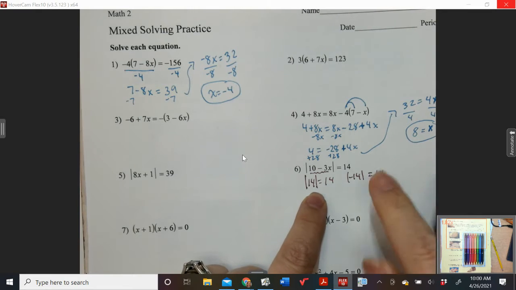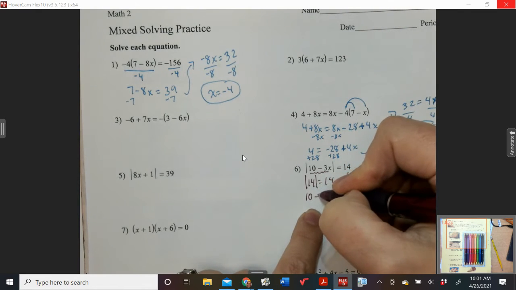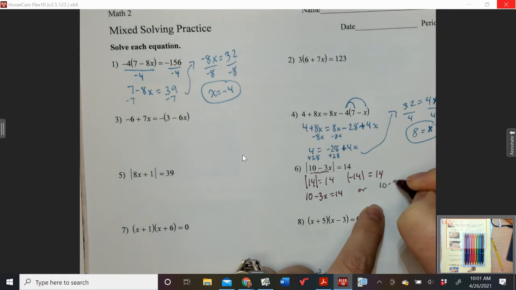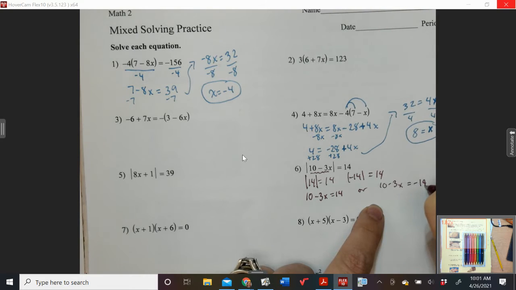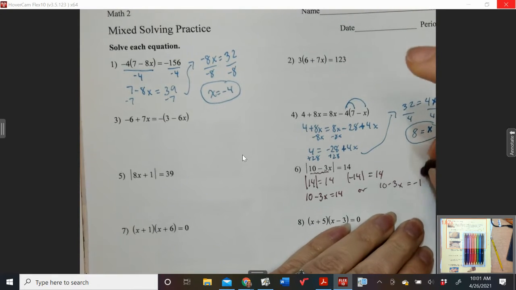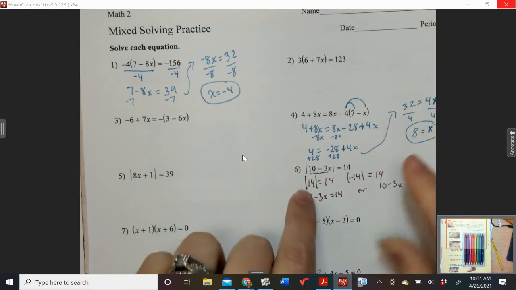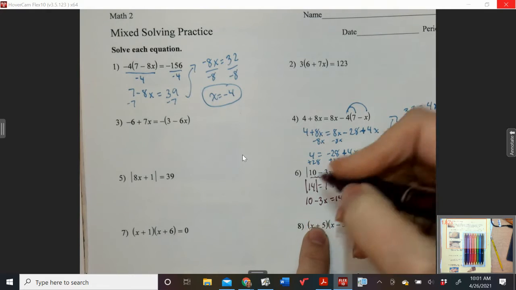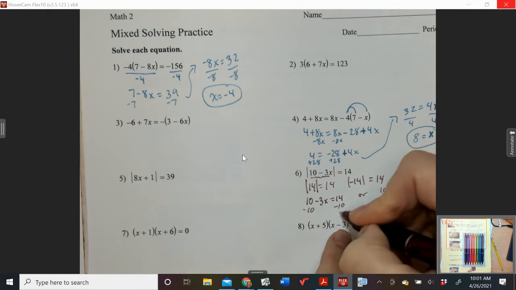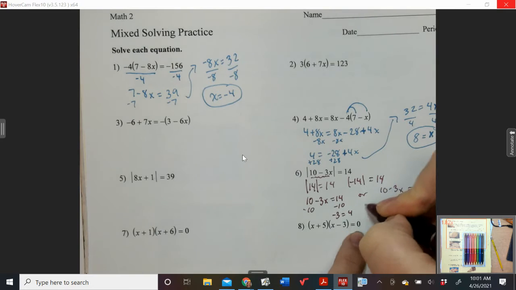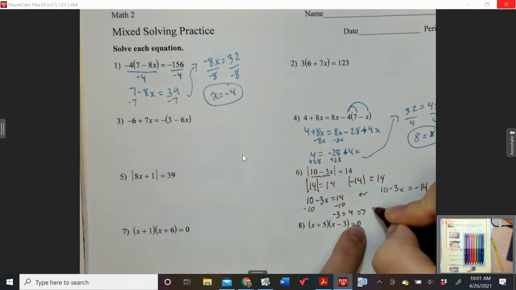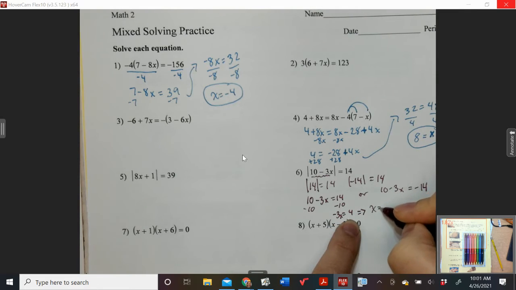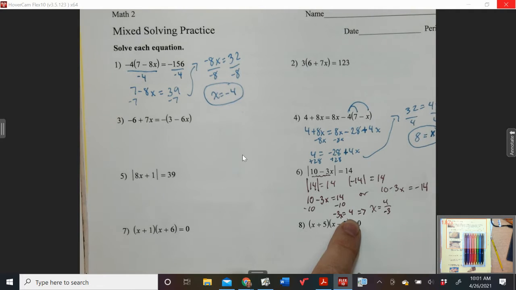So in my head, I'm thinking this, which means I'm going to have 2 equations. 10 minus 3x is 14. Or 10 minus 3x is negative 14. I want that not to look like a 9. See that the stuff inside is 14, or the stuff inside is negative 14, 2 equations. Subtracting 10 from 14, negative 3x equals 4. So from this one, negative 3x equals 4. So x equals 4 divided by negative 3.